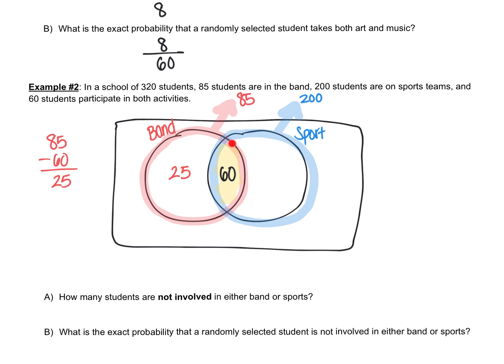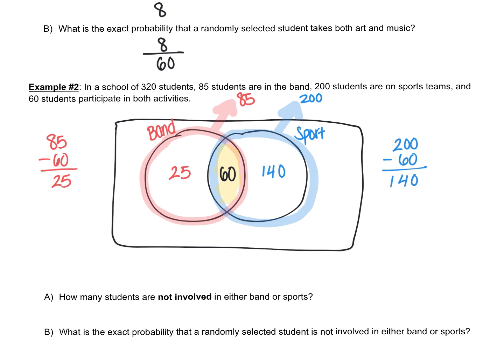And now let's look over here. If 200 people are supposed to be in this entire circle and 60 is already taken up, all we have to do is subtract 200 minus 60. That's going to give me 140. So 140 people are in sports only. So let's continue to fill out this Venn diagram. We're still missing this piece out here, which is the neither. So we've got 25 students, 60 students, and 140 students, but there's 320 students total. So what we can do is add up all of the numbers in here, and plus this must equal 320.